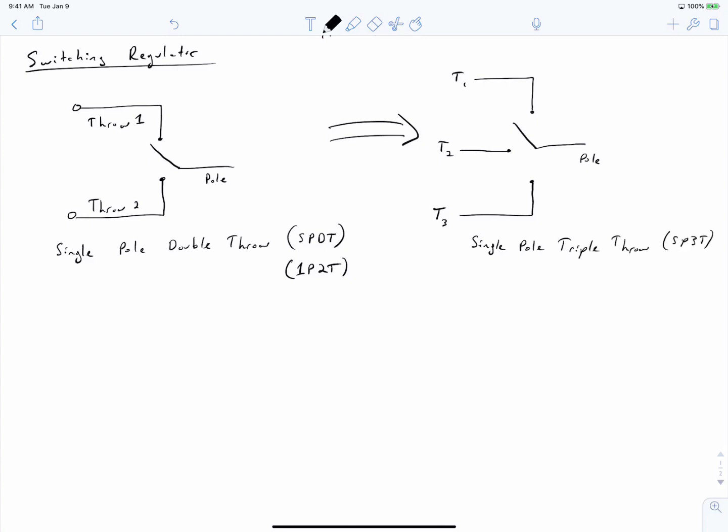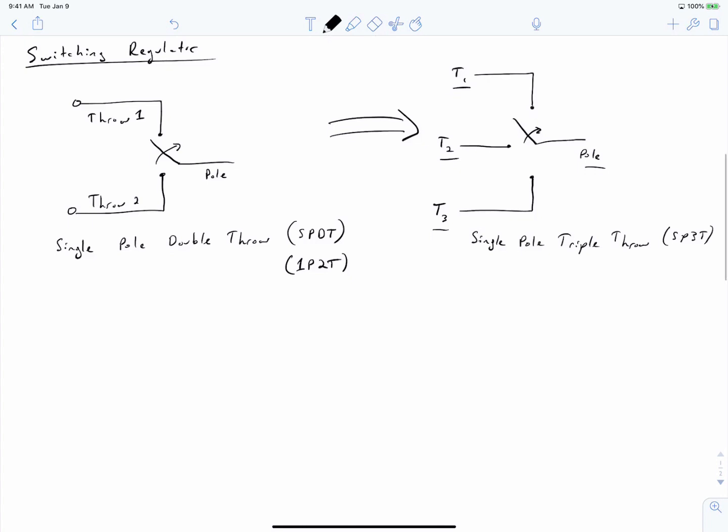So here is a single pole triple throw switch, and if you count the number of throws, you can indeed see that we have 1, 2, 3 throws and 1 pole. And our switching mechanism here can connect that pole to any one of the 3 throws. However, we're going to start by talking about the simpler case of a single pole double throw switch, where the switching mechanism can connect our pole to either of the 2 throws. Okay, so now let's talk about waveforms of this.